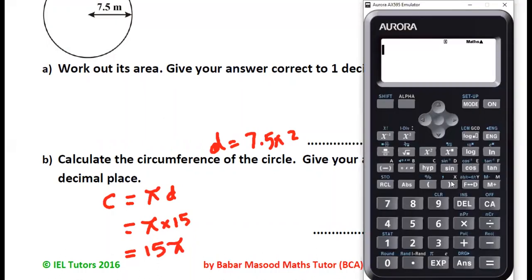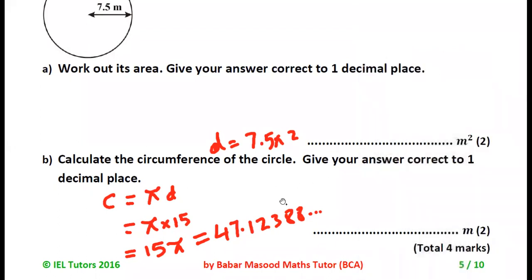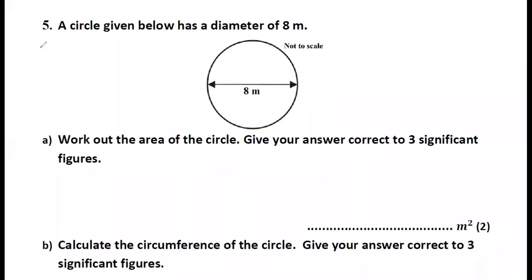Let's use the calculator to work out the value of 15 pi. So 15 pi, if you press the FD button or SD button, depending on the calculator, we will get 47.12388... And if I round this answer to 1 decimal place, again I will look at the immediately next digit, which is 2, and 2 is not 5 or bigger. That's why I will write the answer as 47.1 meters.